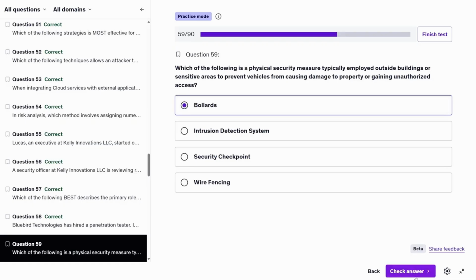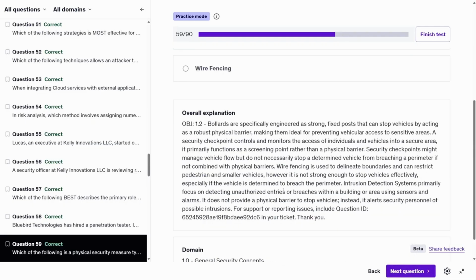Correct answer is bollards. Bollards are specifically engineered as strong fixed posts that can stop vehicles by acting as a robust physical barrier, making them ideal for preventing vehicular access to sensitive areas. A security checkpoint controls and monitors the access of individuals and vehicles in a secure area. It primarily functions as a screening point rather than a physical barrier.